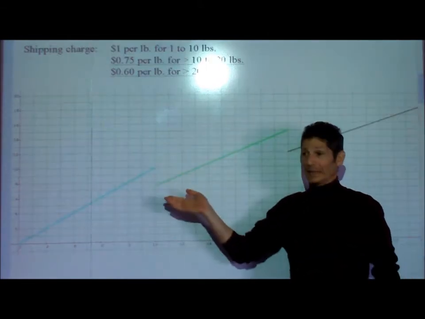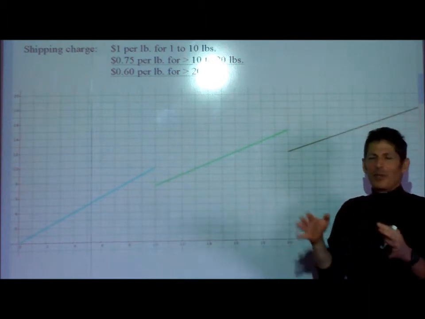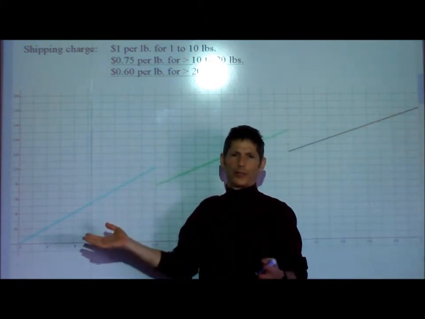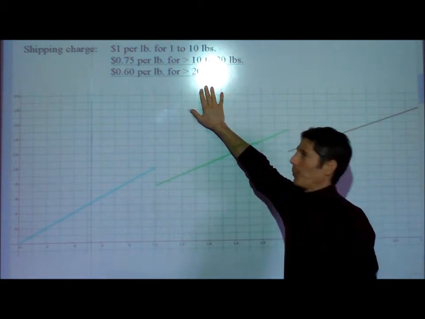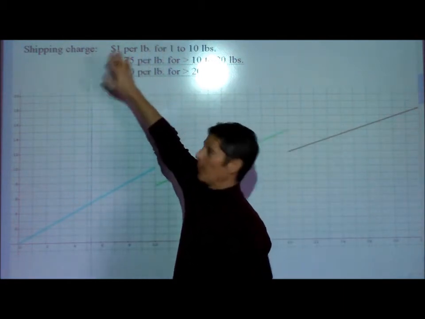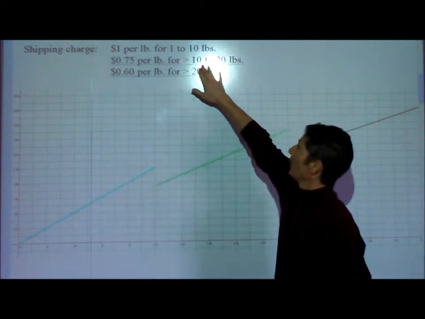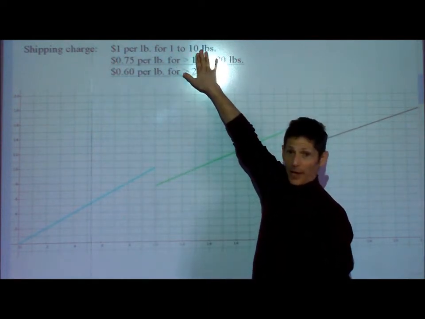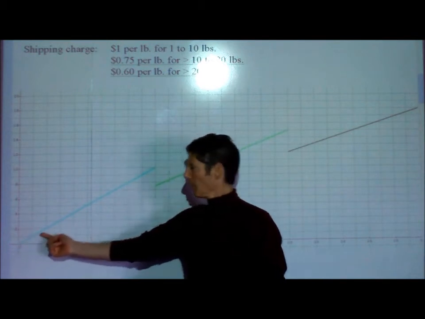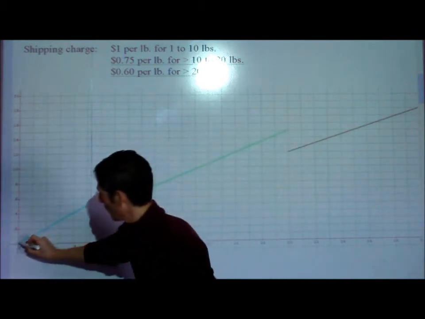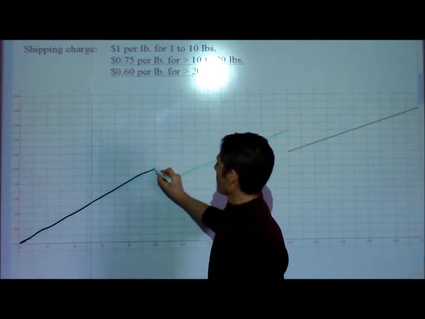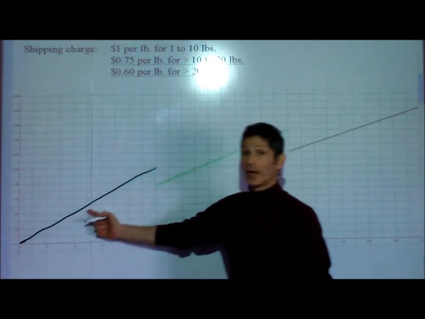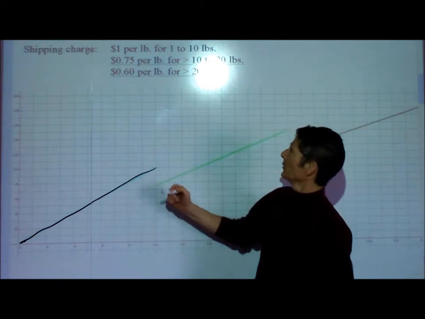So here's another example of a function that really can't be described with just one equation. Here I looked up the shipping charge for different weights, and a particular company charges $1 per pound for anything from 1 to 10 pounds. I'm going to draw over that. So this represents $1 per pound for the first 10 pounds.